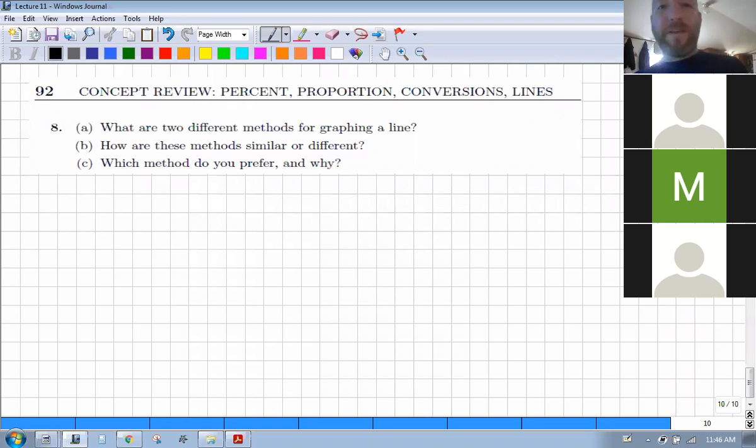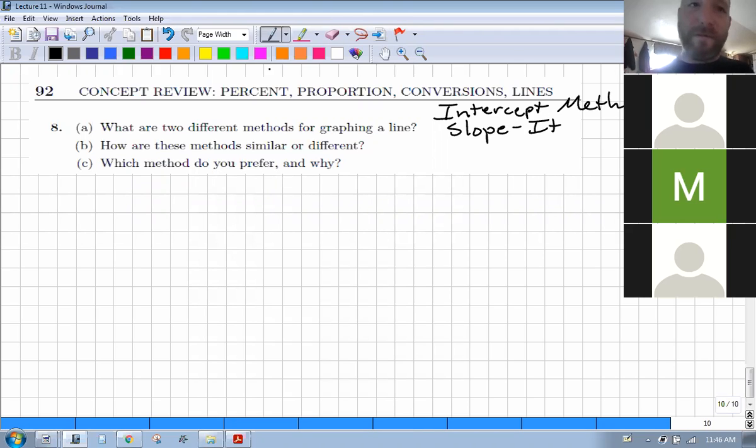All right, 2 different methods for graphing a line. I showed y'all earlier, you have the intercept method and the slope method. The first one, you find both the intercepts, label those points, and draw a line through them. Slope-intercept, you put the equation into this form, then you know your slope and your y-intercept.